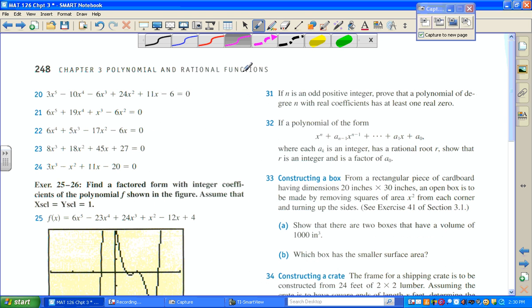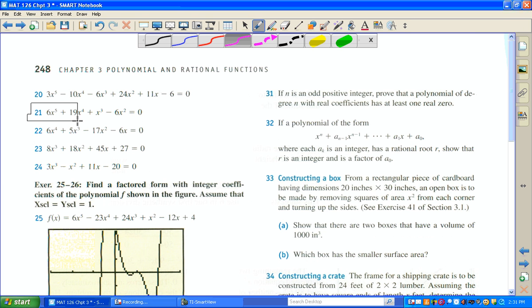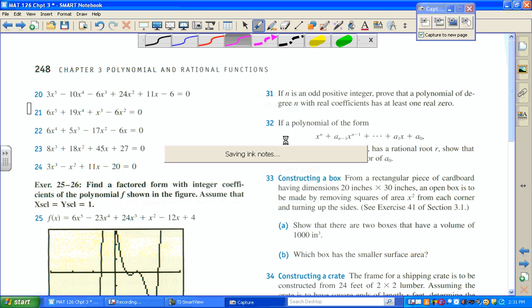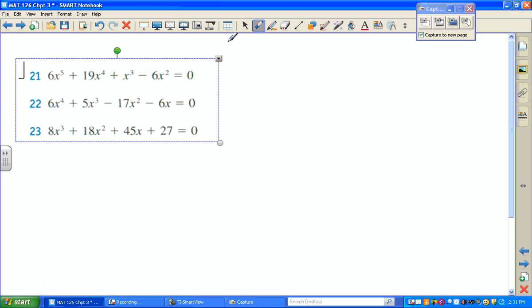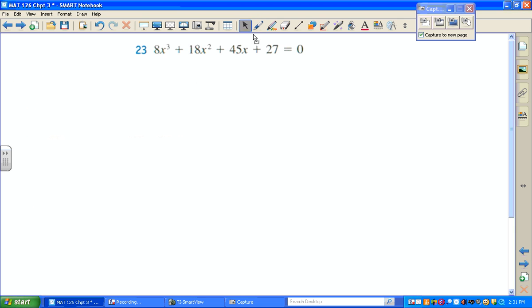Synthetic division. Well, like on 20, 21, 23? Well, you could. If you look at the graph, what'd you get for one of them? Negative 3/4? Well, then you got the 8, the 18, the 45, and the 27.